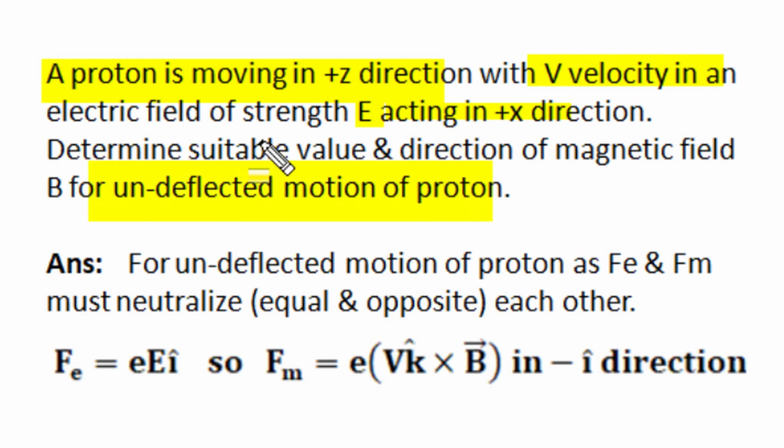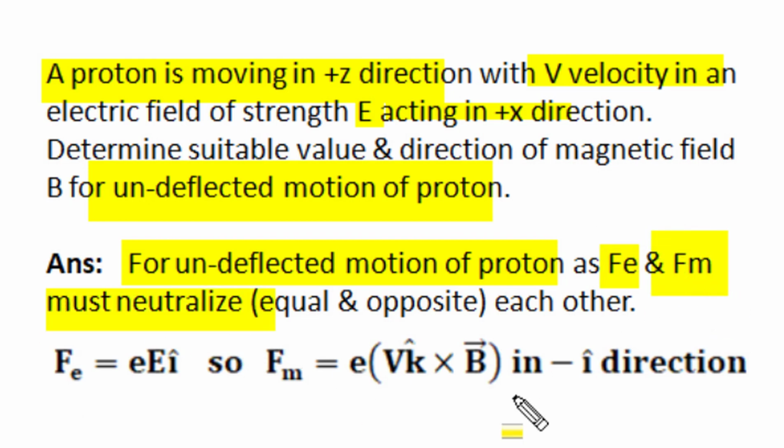So we know that in a velocity selector, all three, electric field, velocity and magnetic field, are directed mutually perpendicular. So the magnetic field is either in plus y direction or minus y direction. For an undeflected motion of the proton, both electric field force and magnetic field force must neutralize each other. So that means electric force and magnetic force are equal and opposite.